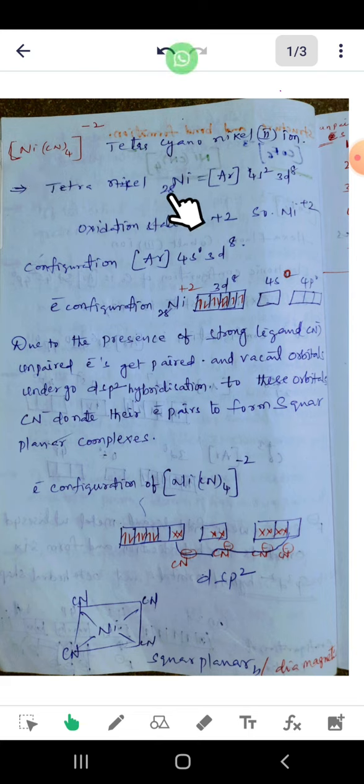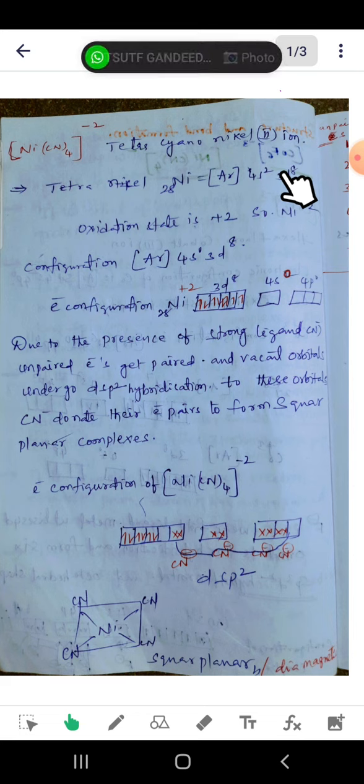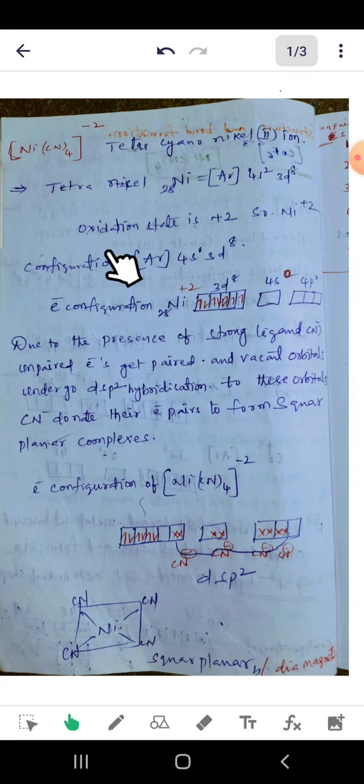Nickel is the metal atom. Nickel has atomic number 28, with the configuration argon 4s2 3d8. The oxidation state is +2, so it is Ni2+. When nickel loses 2 electrons, the 4s electrons are removed and the d8 configuration remains. So finally we conclude the electronic configuration of Ni2+ is 3d8 4s0 4p0.